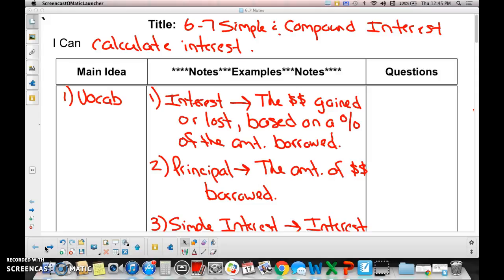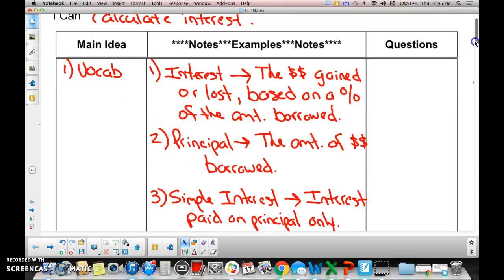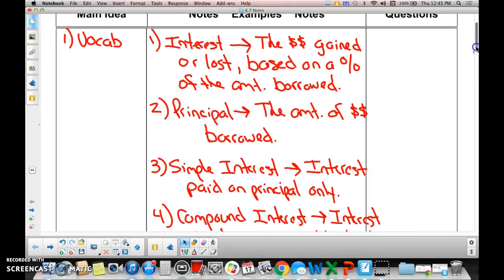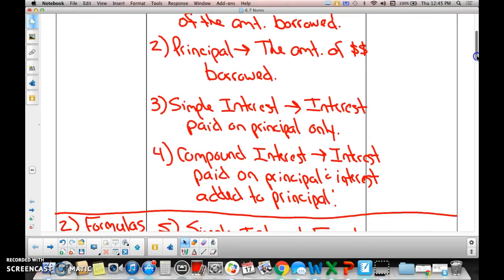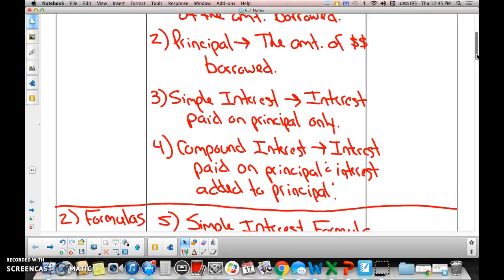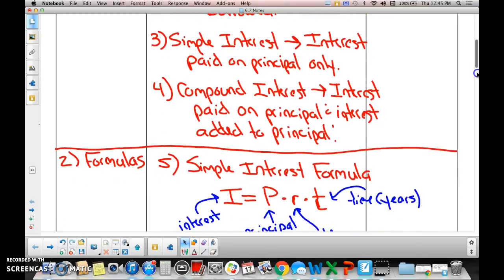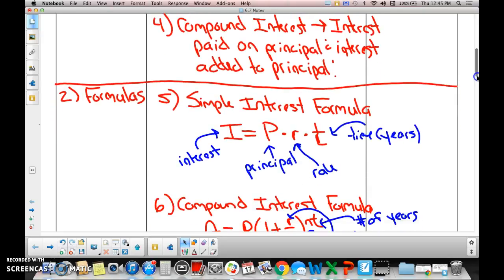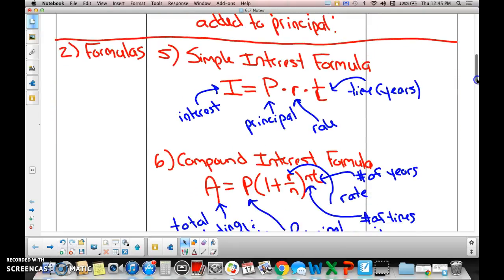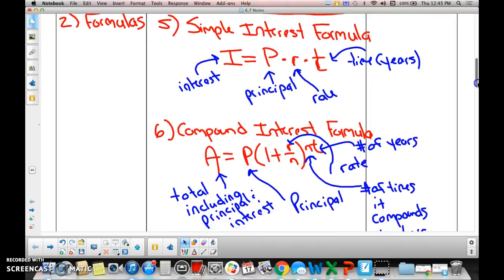Okay? All right, your vocab: interest, you need to know what it is. I think you guys were pretty good on that word. Principal, I think you were pretty good on that word. Simple interest and compound interest, pretty self-explanatory based on the definitions. The key part to this lesson gets down to number 2, main idea. You need to know the formulas for simple interest and for compound interest.